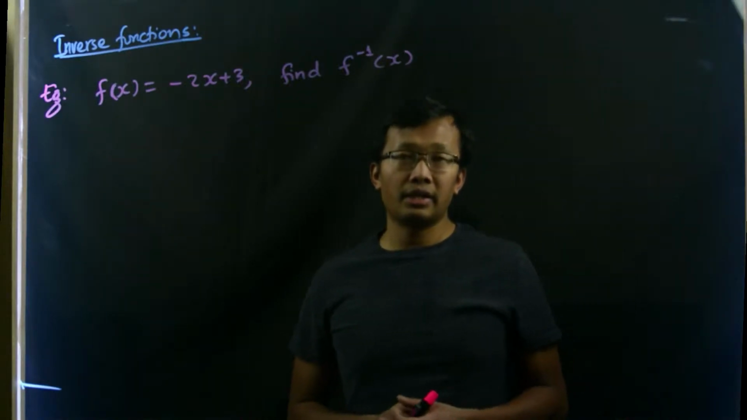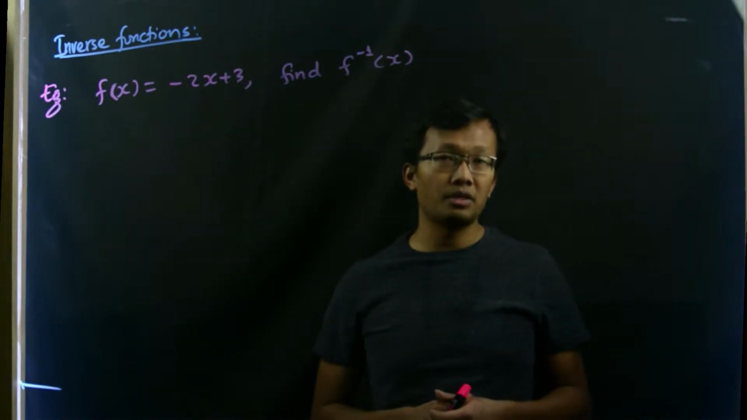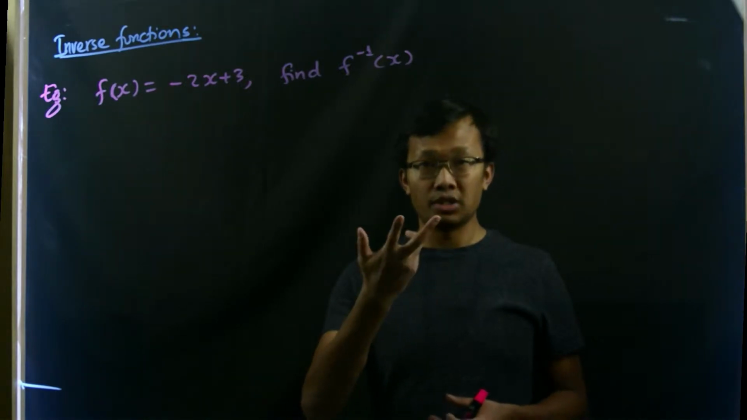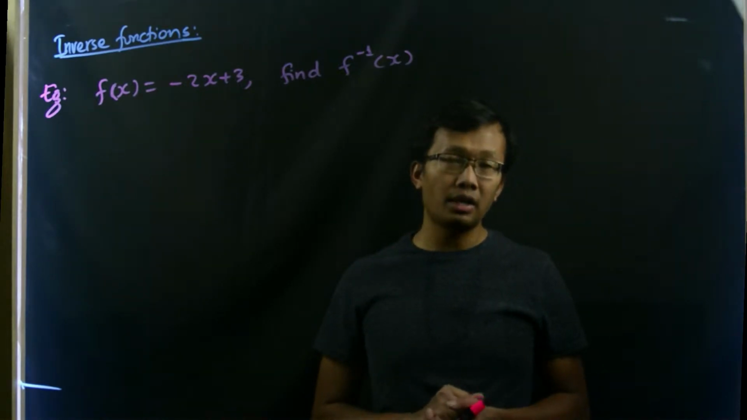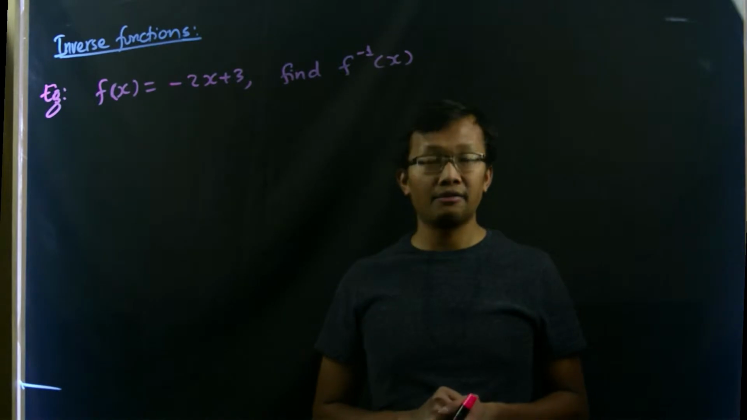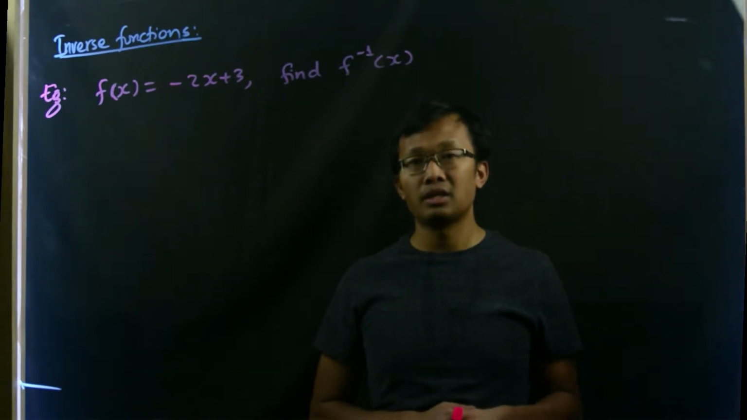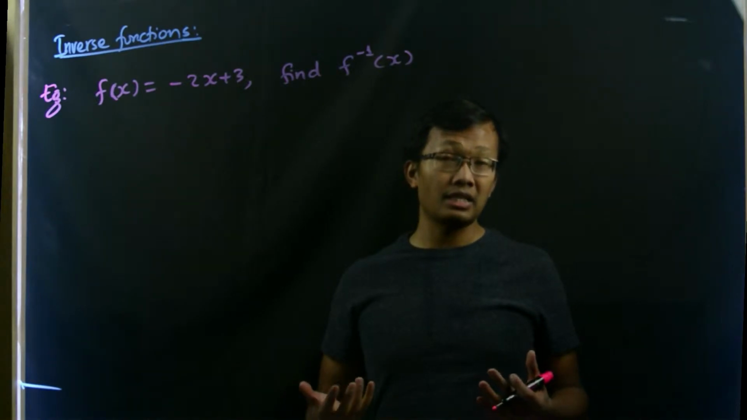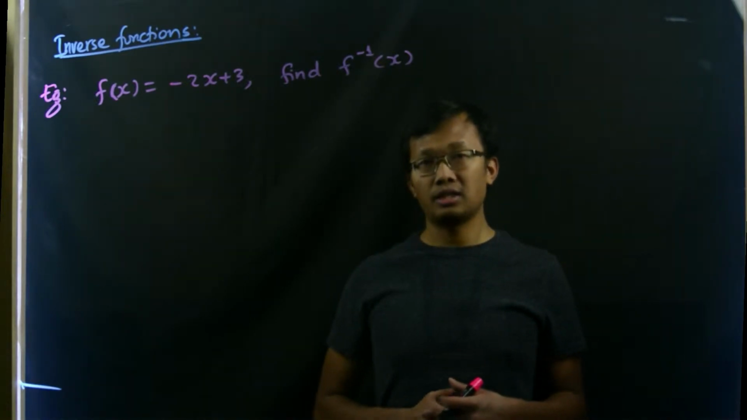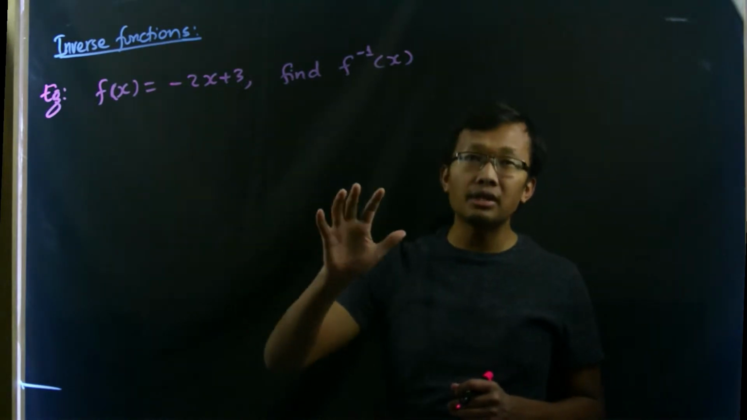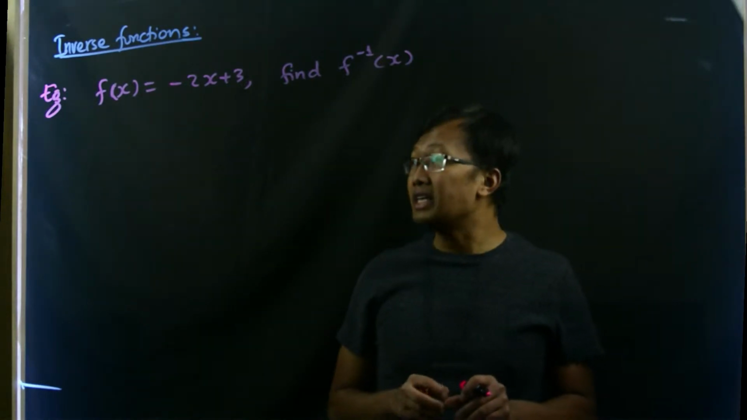Now we know that if f and f inverse are inverses of each other, then domain and range are switched. That's why the graphs of f and f inverse are reflections about the line. That means the x-axis and y-axis are interchanged. So using that idea, let us try to find the algebraic rule for any function.